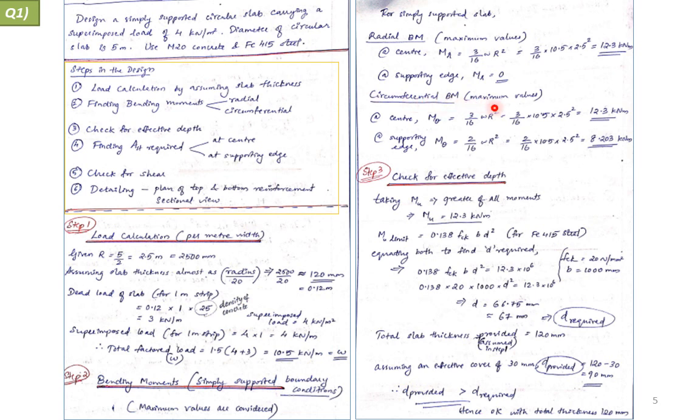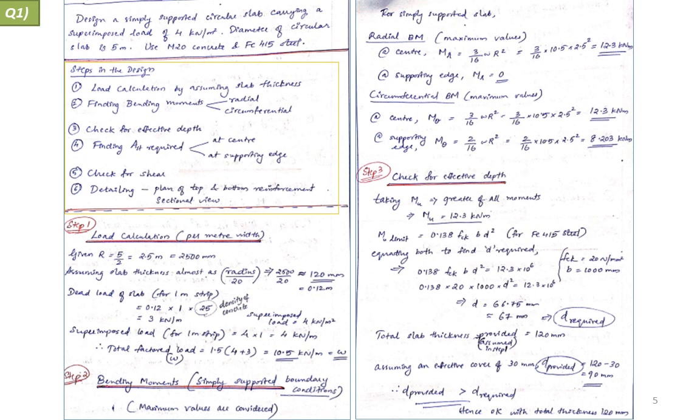And what about the circumferential bending moment? We have to consider the maximum values. At the center, M theta is equal to 3 by 16 WR square and it is 12.3 kN meter if you substitute. It is the same. And at the supporting edge, M theta, the equation is 2 by 16 WR square and the value is this. So we have to find the bending moment and give the reinforcement, considering the center and supporting edge.